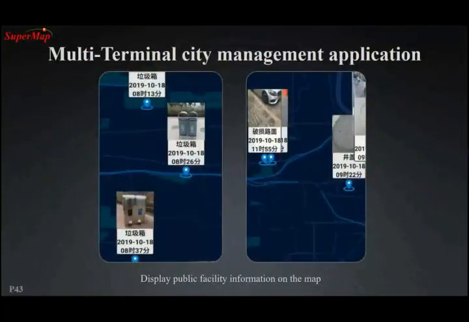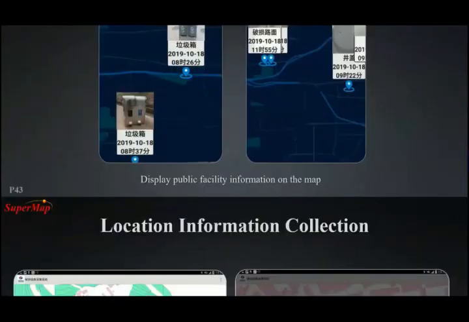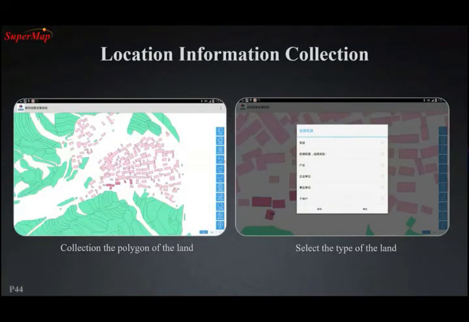And also in the urban management, you can see when some public facility needs to be repaired, we can capture the photo and then upload the photo with the real location. So the manager will arrange someone to repair. And also for some cadastral project, you can see here we collect some polygon of the land, and here we select the type of the land. Then we upload the data together.